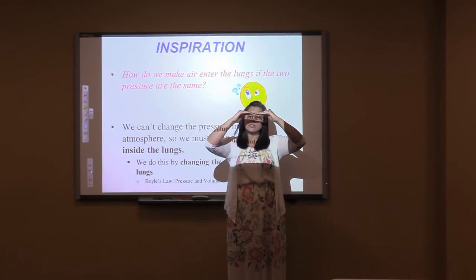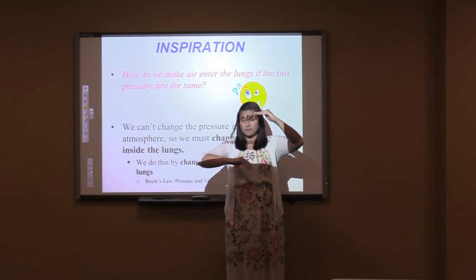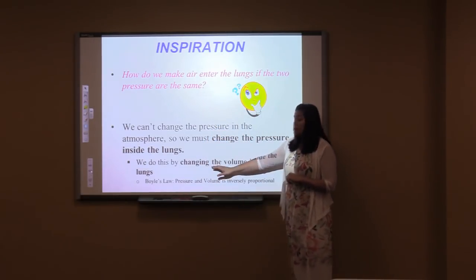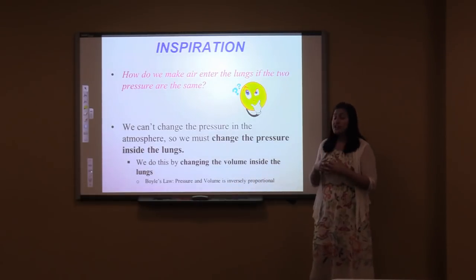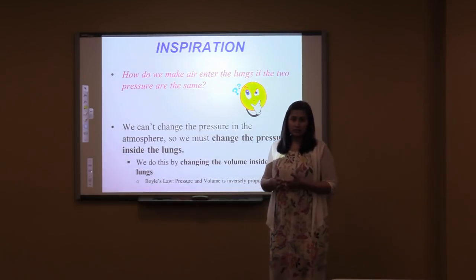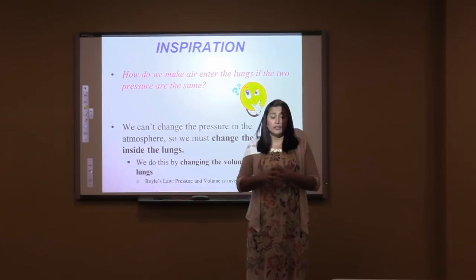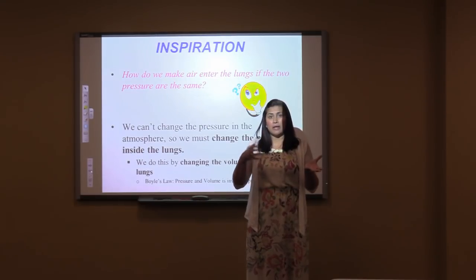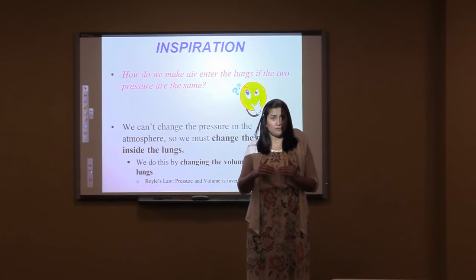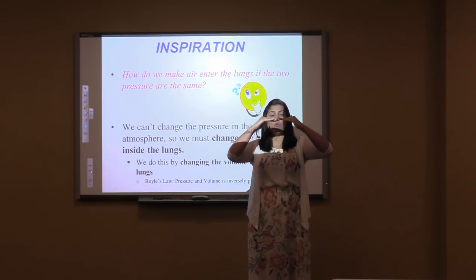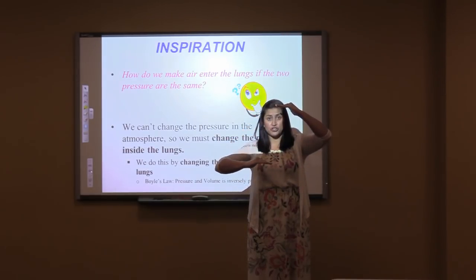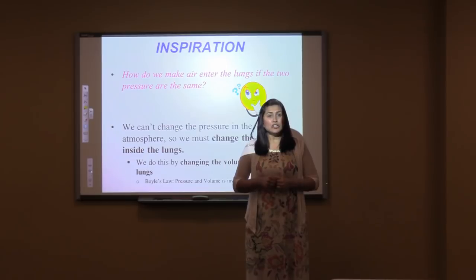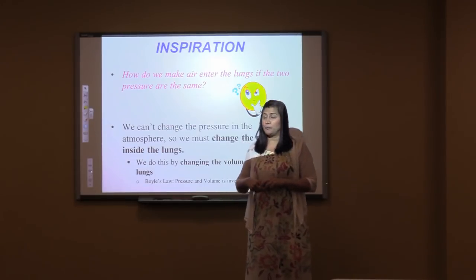But how? Now the question is, how do we actually change the pressure within the lungs? We do this by actually changing the volume inside the lungs. Remember Boyle's law? The volume and pressure are inversely proportional. So if we want the intrapulmonary pressure to decrease, we must increase the intrapulmonary volume.